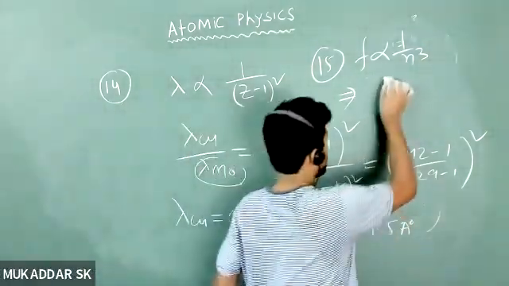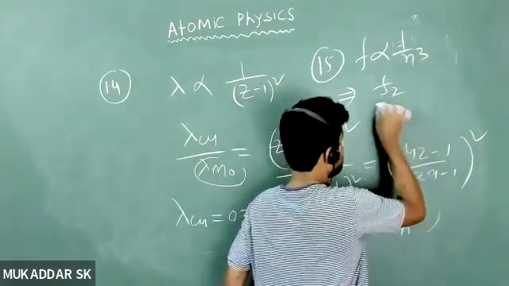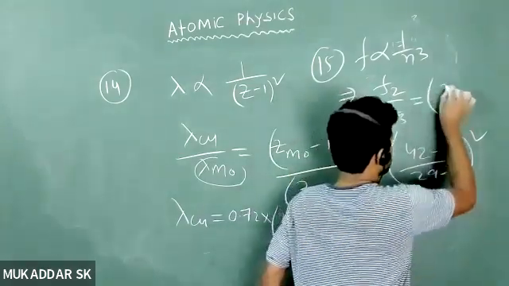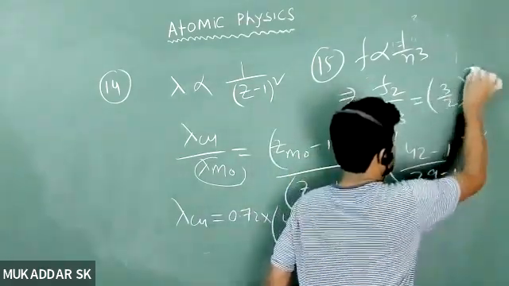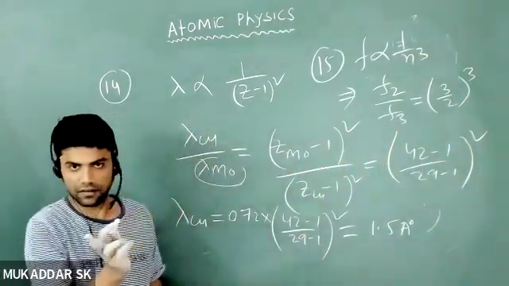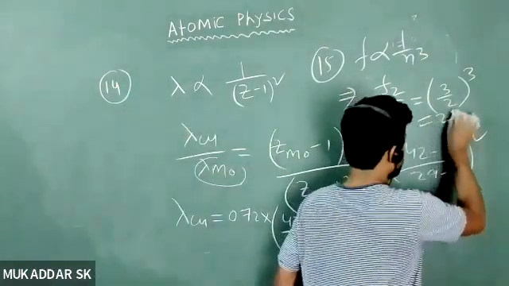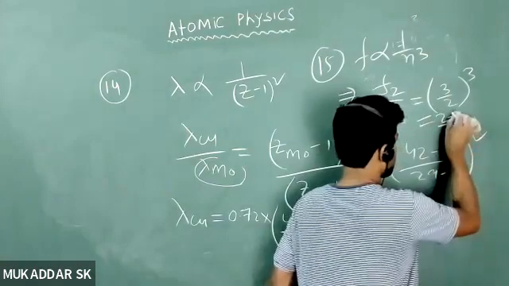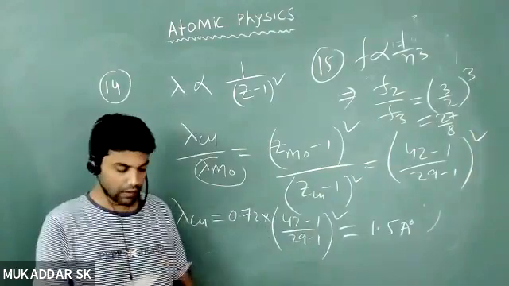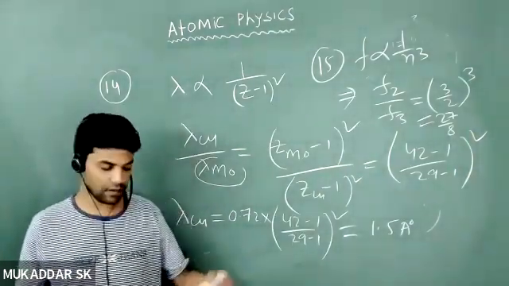So basically what you have to calculate, first and second excited state means F2 by F3, and that will be nothing but 3 by 2 cube. Because for the first excited state n is 2, and for the second excited state n is 3. So 3 by 2 cube means 27 by 8. Okay, is it clear?